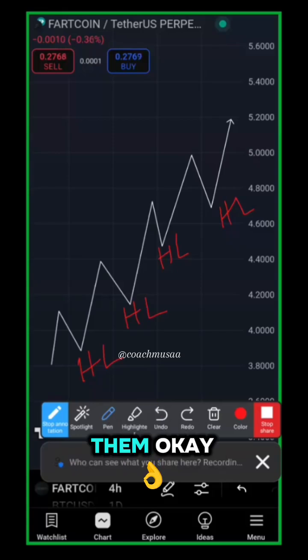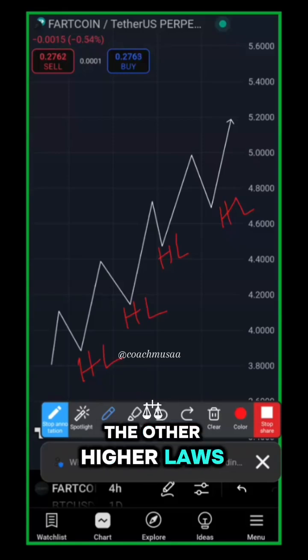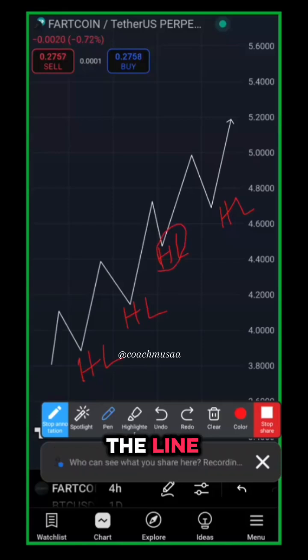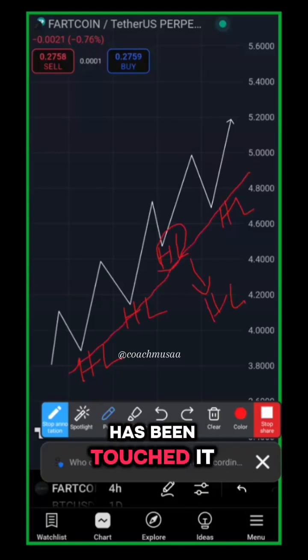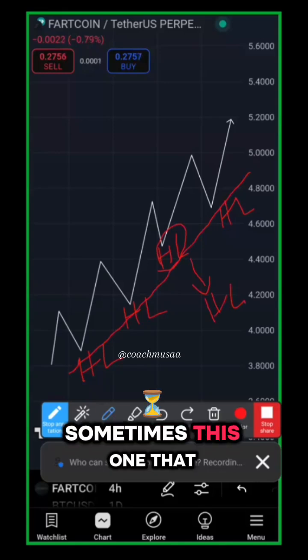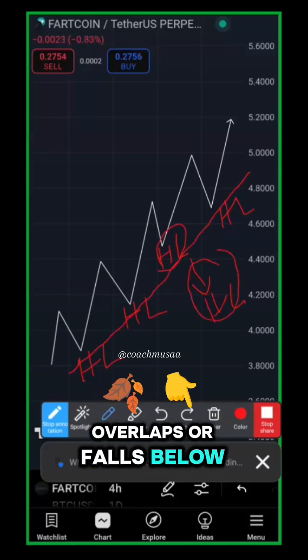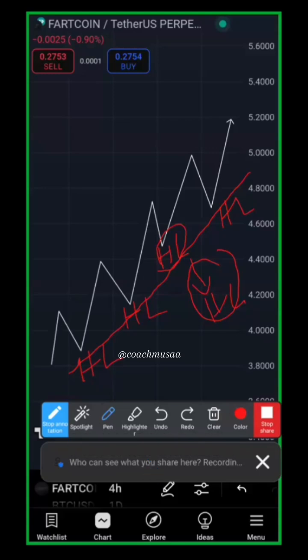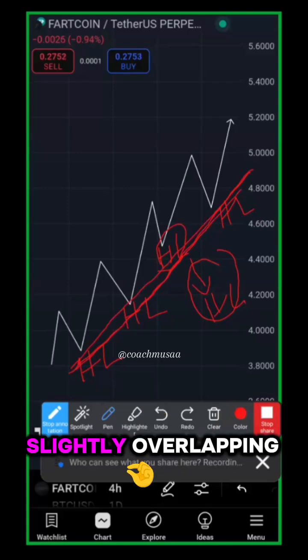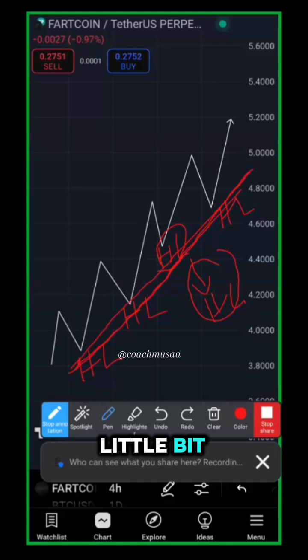Let it touch them. Okay, so if there are other higher lows that fall within or above the line, or slightly come below the line, for as long as you have 2 or 3 key ones that have been touched, it is okay. Sometimes the one that overlaps or falls below the line could be a result of the high momentum at which the market price was dropping as it was approaching the what? The support line, right? So it may result in the price dipping slightly below the line, but then it will pick up.